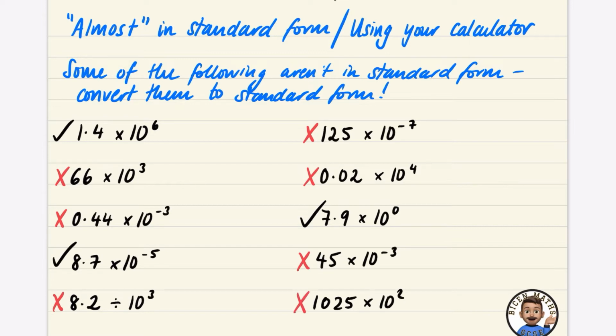So let's think about how we might convert some of these numbers. For this first one, the 66 times 10 to the power of 3, I am going to have to change the 66. I'm going to have to divide it by 10 so that I come up with the 6.6, making the starting number between 1 and 10. But because I divided this by 10, I also need to counteract that by multiplying by 10. And 10 to the power of 3 times 10 is 10 to the power of 4.